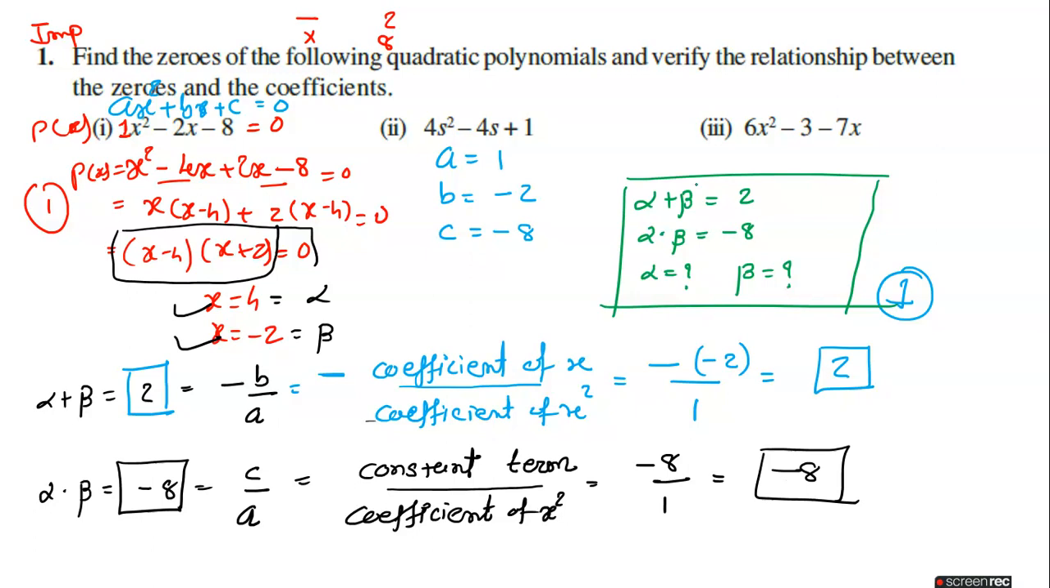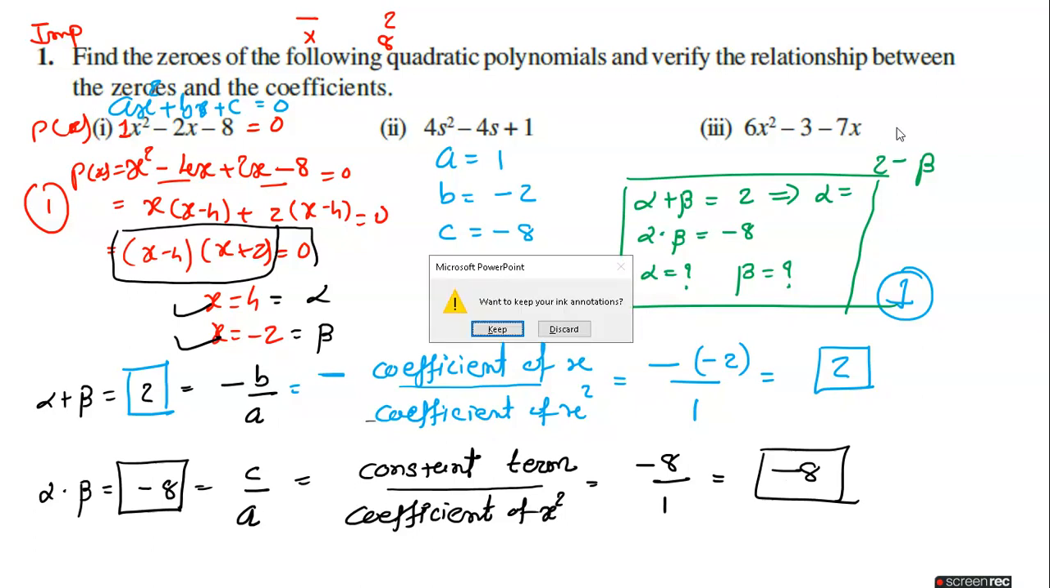Okay. Here we can use the substitution method. Substitution is actually not that new for you. Here you can make alpha the subject. So alpha is equal to 2 minus beta now.